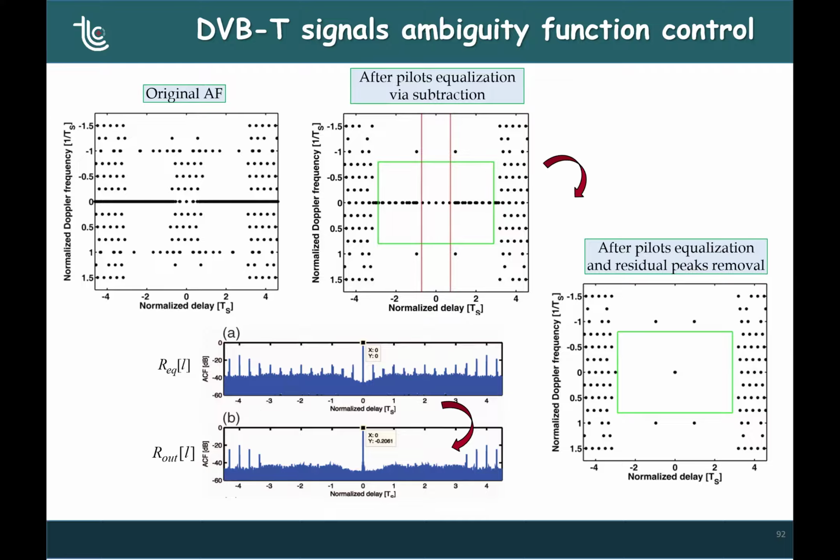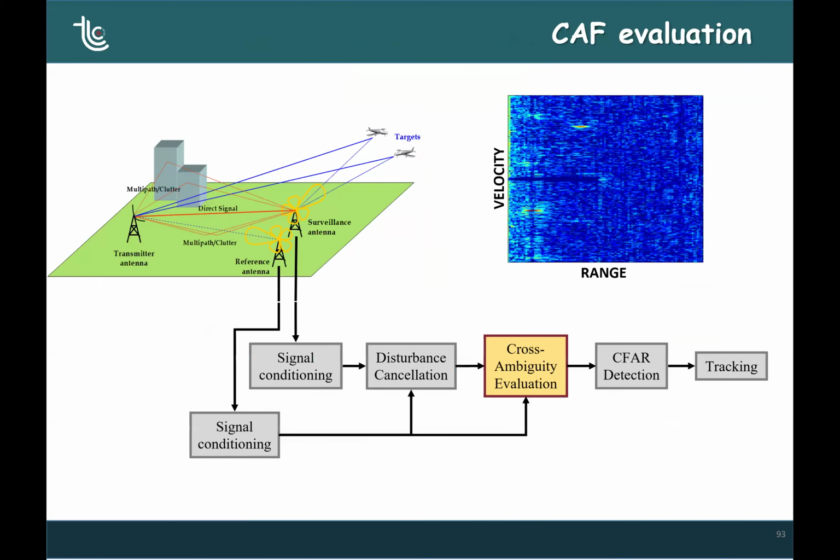And you see the cut of the ambiguity function, A and B. A is the original one, and you see that there is a peak at 0, but there are a lot of peaks around. In figure B, after pilot equalization, residual peaks removal, and so on, you see that there is a peak at 0. There are other peaks, but around 0 there is a kind of clear area. So this is the principle.